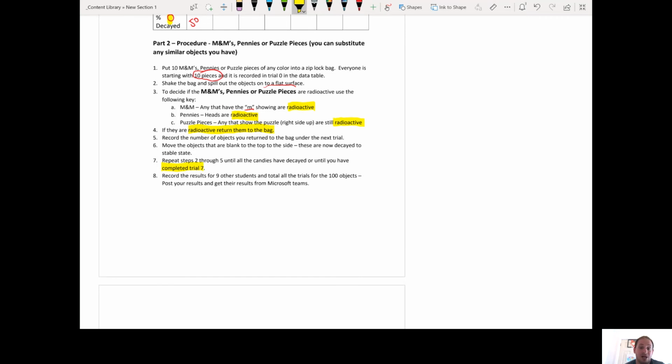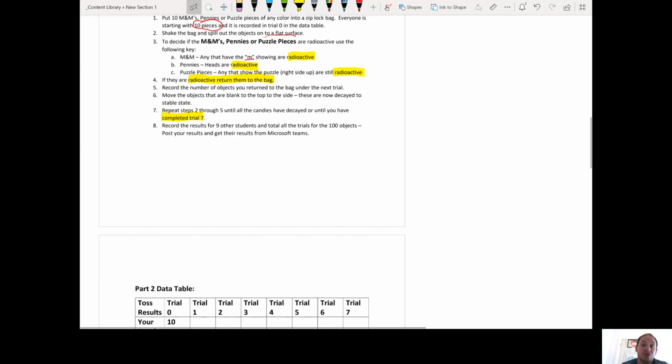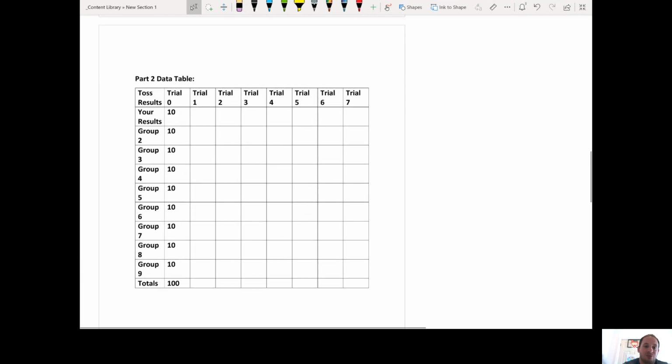Now here's the tricky part that we're going to have to figure out together as a class: we need the results for 9 other students, so we have a trial for 100 objects. It doesn't matter if the other students used a different object than you did. Someone could have used M&Ms, someone else pennies, someone a piece of paper, someone Lego pieces, whatever they use. That doesn't matter. We're going to record all of this data in data table 2. You have your results recorded in this row, and then group 2, group 3, group 4, group 5, group 6, all the way to group 9, so you have a total of 100. Notice I already put for trial 0 that everyone started with 10, and the numbers will change as you go down.